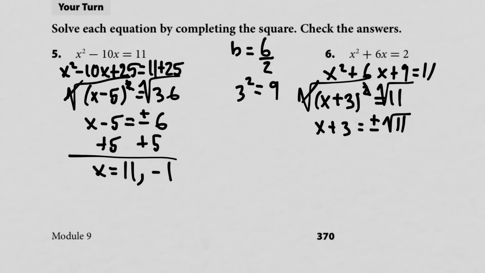And finally, you're going to subtract 3 from both sides, and you get x equals... now in this case, over here on this side, you cannot combine the radical 11 with the negative 3. They are not like terms. So you've got to write them both separately. What you should do first is write the negative 3, and then at the end write the plus or minus radical 11. So you write your solution like this: negative 3 plus or minus radical 11. That is your final answer.